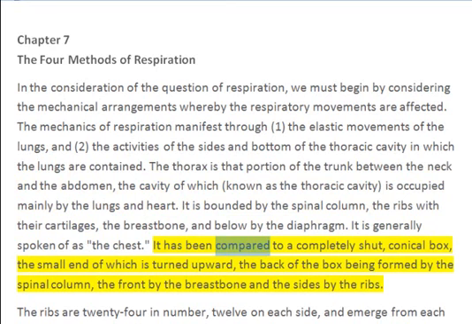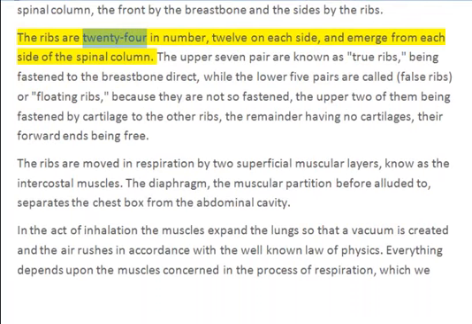It has been compared to a completely shut, conical box, the small end of which is turned upward, the back of the box being formed by the spinal column, the front by the breastbone and the sides by the ribs. The ribs are 24 in number, 12 on each side, and emerge from each side of the spinal column.